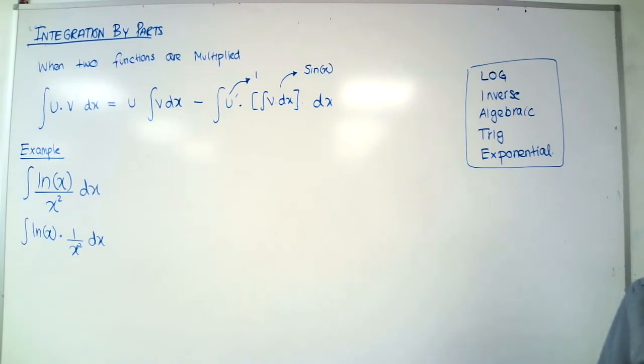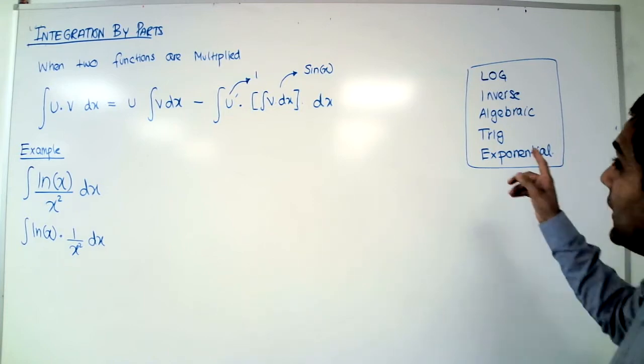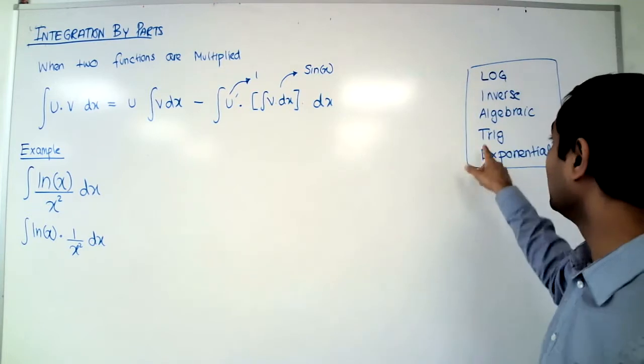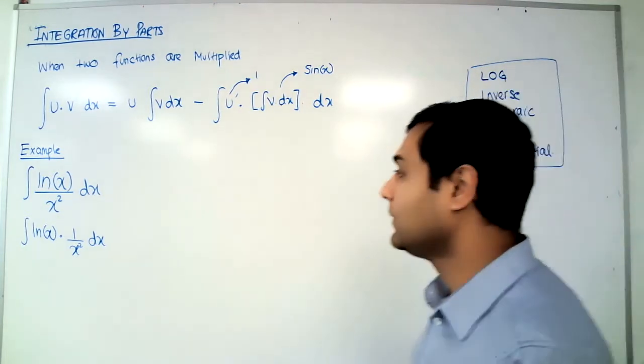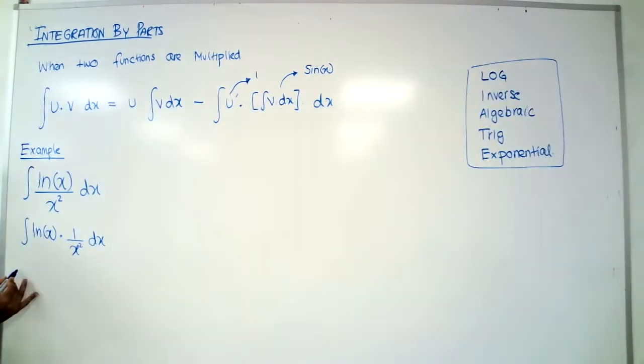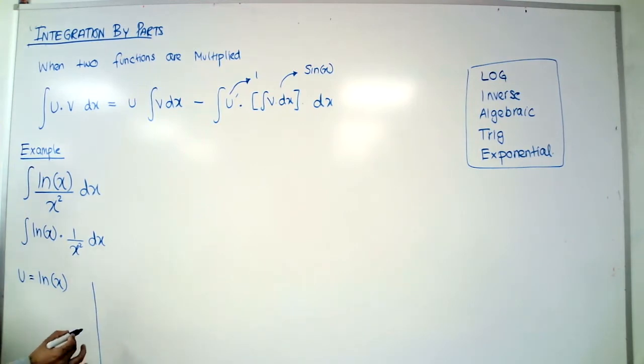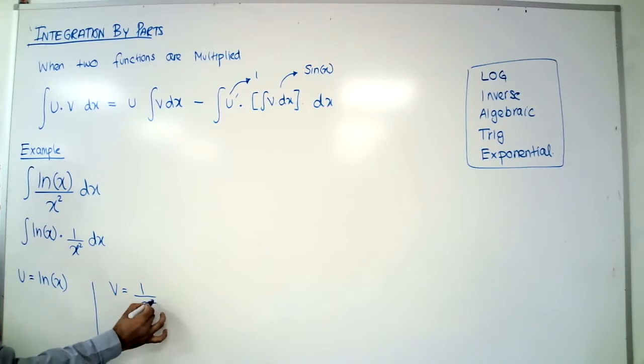Now, I need to select the u and the v. According to that rule, the u is a log, and log comes first, and then the second one, algebraic, is here, so that's going to be v. So now u is ln x, and v is 1 over x squared. I can also write 1 over x squared as x to the power minus 2, rule of indices.